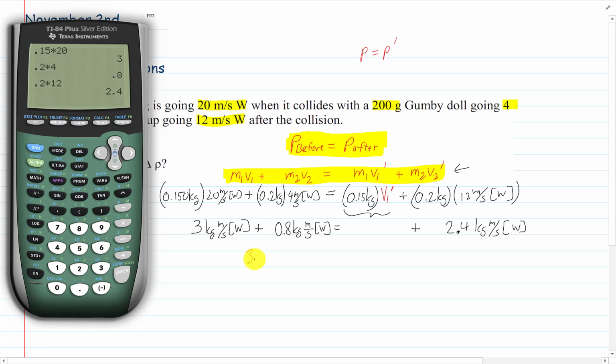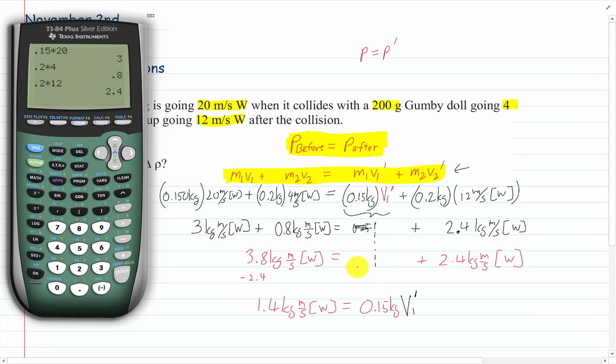So this is going to be 3.8 kilogram meters per second, and it's still west. And that is the total momentum of the system before the collision. So the total momentum of the system after the collision is also 3.8. Okay, if this is 2.4, we have to subtract 2.4 from both sides, and we get 1.4 kilogram meters per second west, which equals 0.15 kg times v1 prime. I'll just bring that all the way down. And then let's solve for v1 prime.